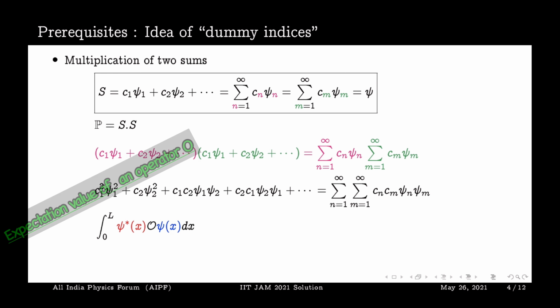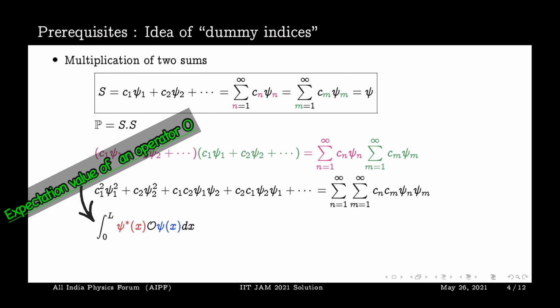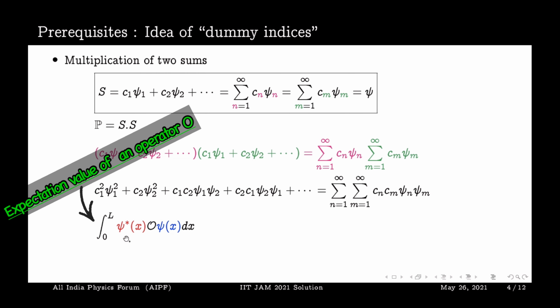If O is an observable or operator, we can calculate its expectation value this way: integral of psi star O psi dx, integration over 0 to L. So this can further be broken out into two parts.